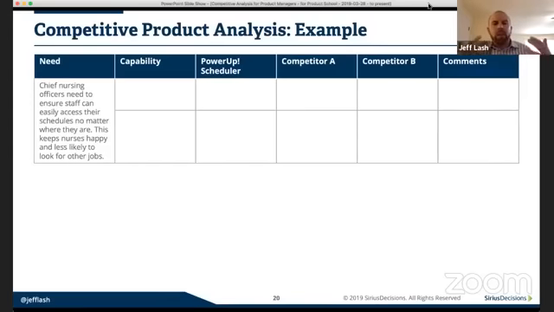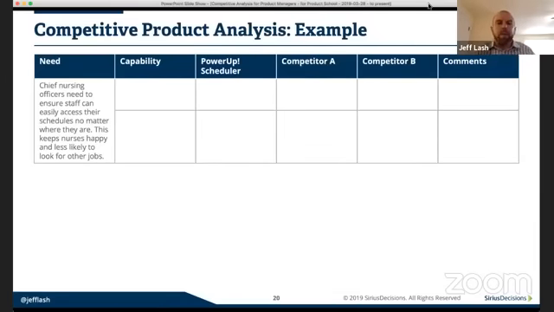In this case, we'll say the chief nursing officer is the buyer persona we're targeting. That chief nursing officer is the person who makes the purchase decision, and they're ultimately responsible for how the function works. And their need is that they need to make sure that staff can easily access their schedules no matter where they are. So whether you're at the hospital, whether you're at one of the different locations, or whether you're at home, you need to be able to look at your calendar and say, okay, when do I need to be there? And maybe make some changes to it.